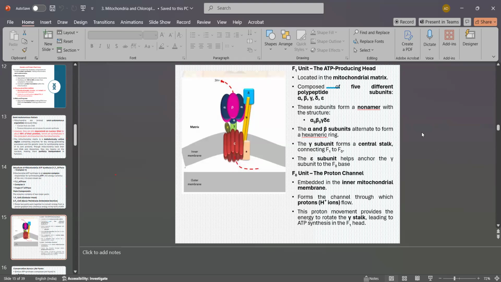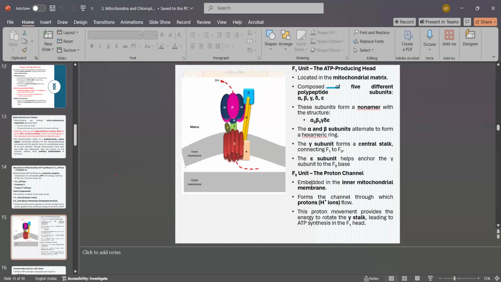Then the F1 unit, the ATP-producing head, is located in the mitochondrial matrix. It is composed of five different subunits: alpha, beta, gamma, delta and epsilon. These subunits form a nonamer, in which the alpha and beta subunits alternate to form hexameric rings. So these are alpha, beta, gamma and delta, and the rings are there. This is located on the attaching part of the cristae, projecting into the matrix.